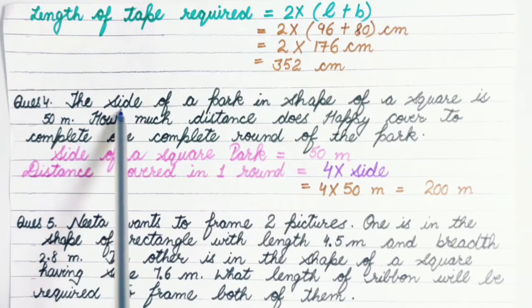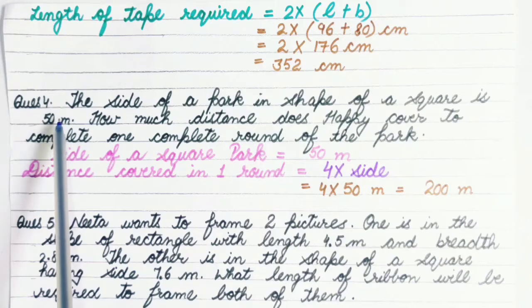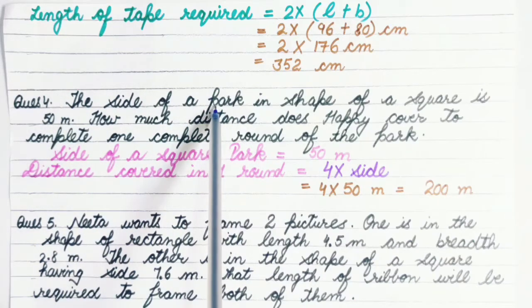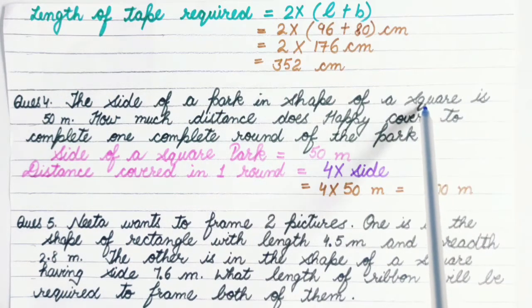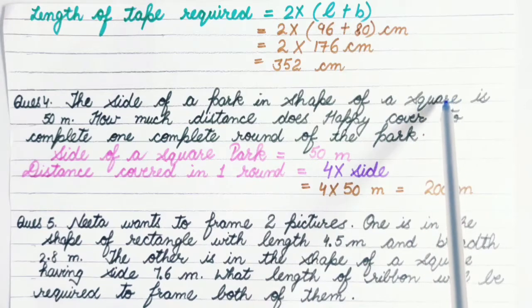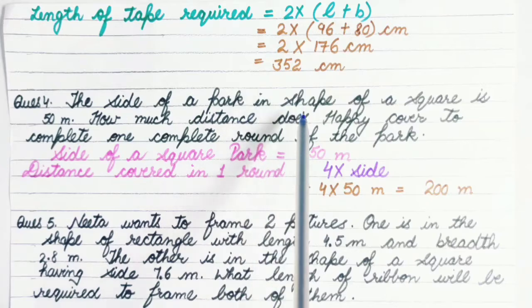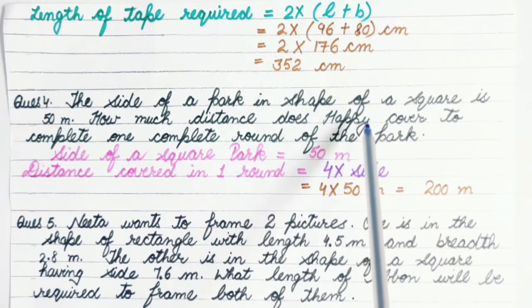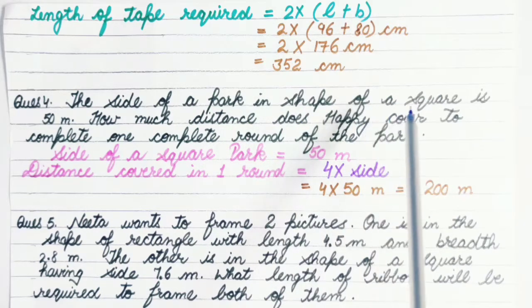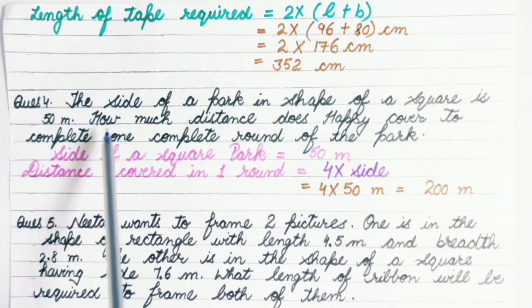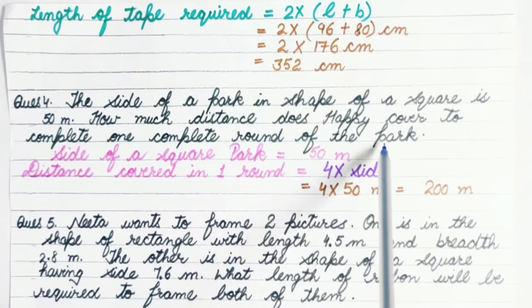One thing is the side of the park, that is 50 meter, and it is also saying that the park is in the shape of a square. Okay, fine. Now the next statement of the question is how much distance does Happy, the name of the child here, cover to complete one complete round of the park.